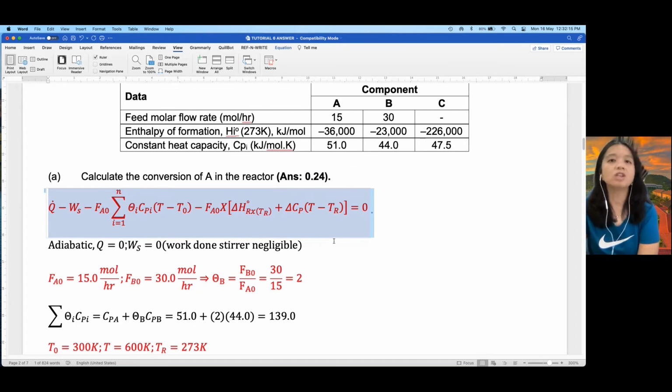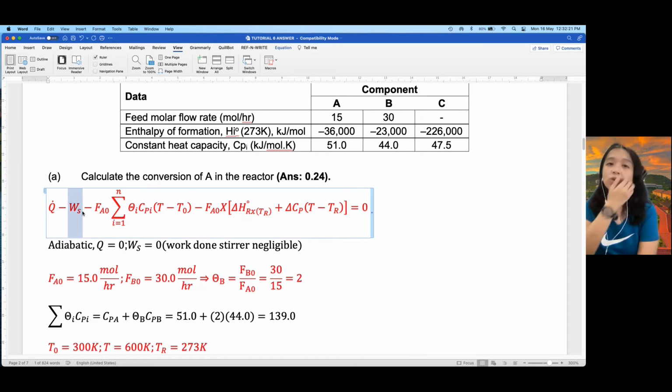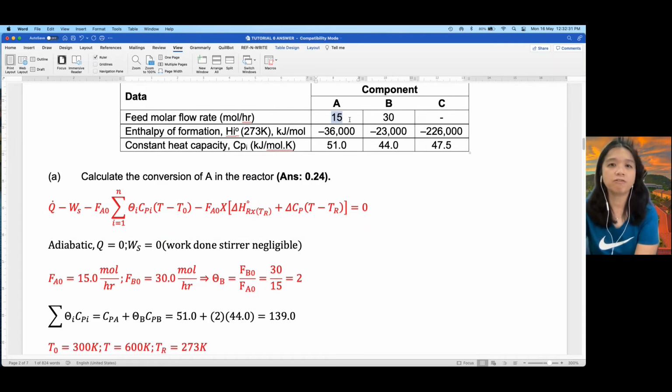In this question, Q is 0 because it is adiabatic. WS is also 0 because the work done by the stirrer is negligible. Next one, FA0. FA0 is easy, we just see from the table. FA0 is 15. Done.